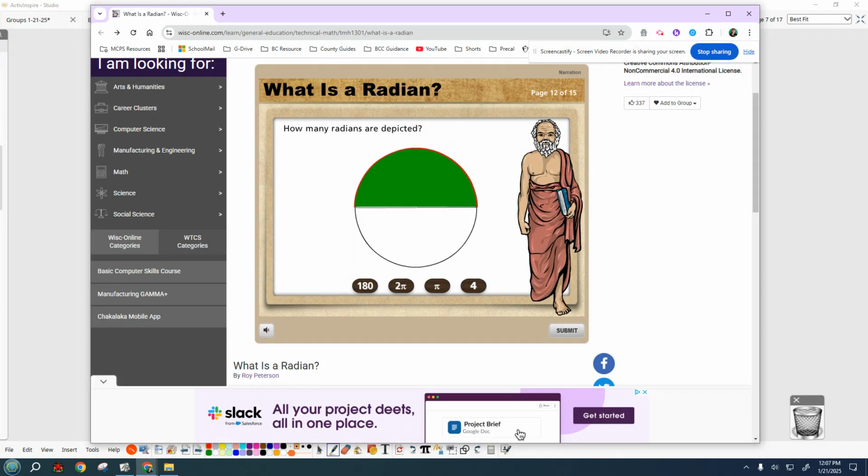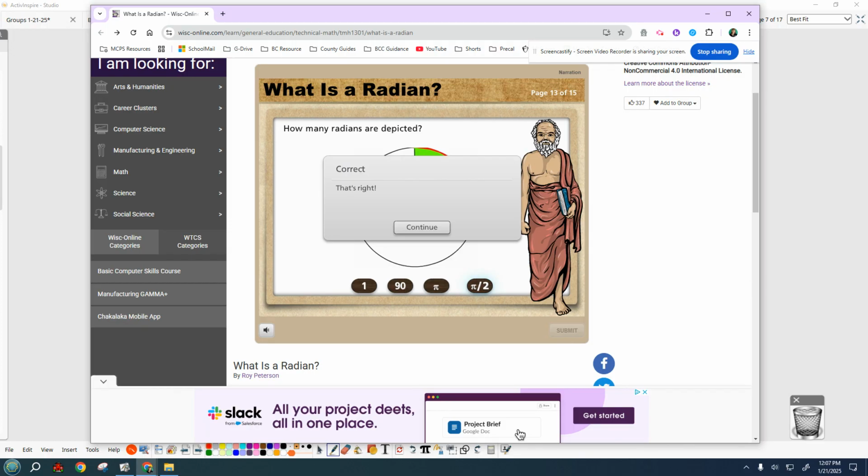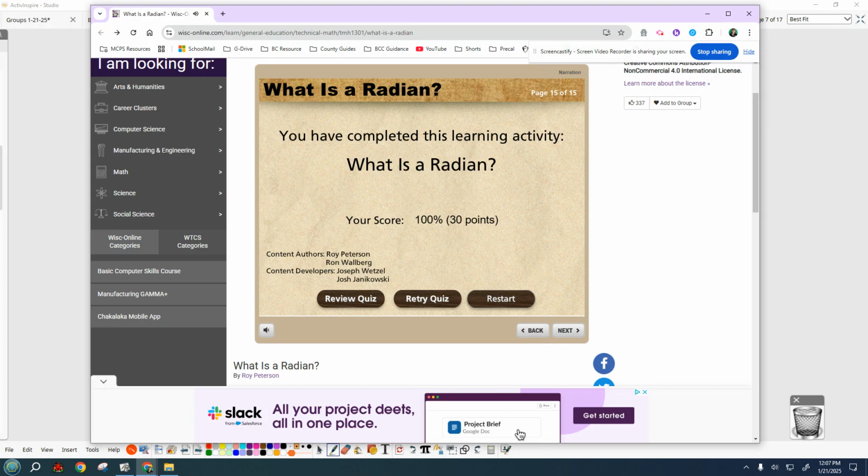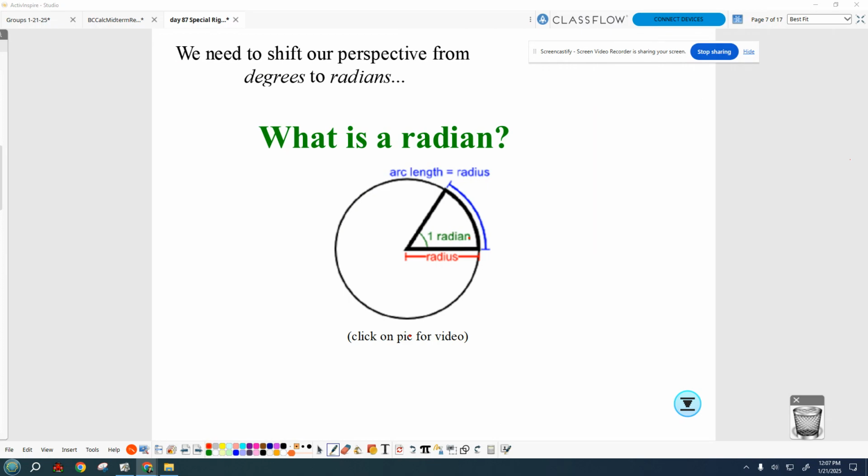Okay, how many radiuses go halfway around a circle? Pi. How many radians go a quarter of the way around a circle? Pi over 2. So 90 degrees equals pi over 2. How many radiuses did that go around? 4. So how many radians is that angle? 4. Good job. About 30 points, that's a lot. Really good. Spectacular. All right.